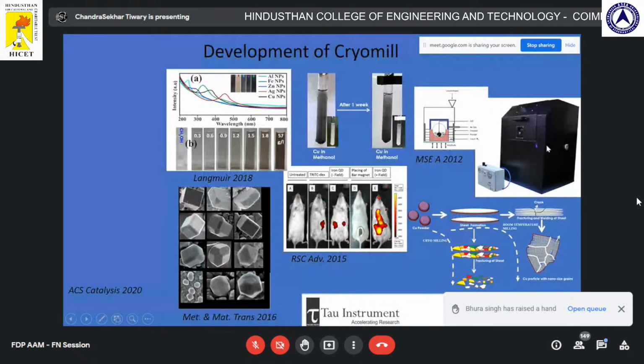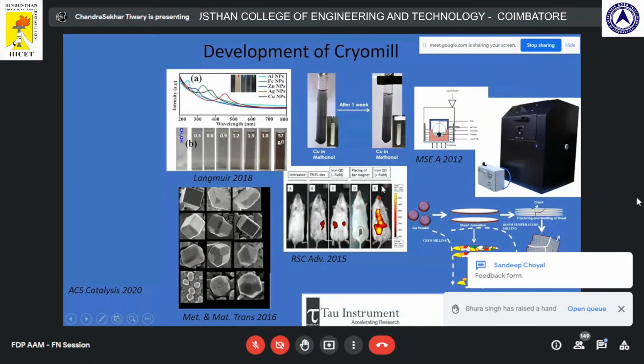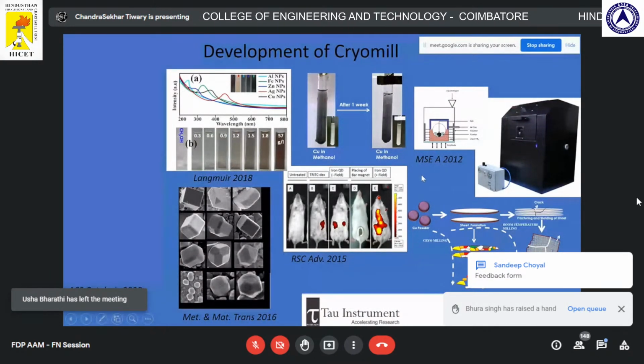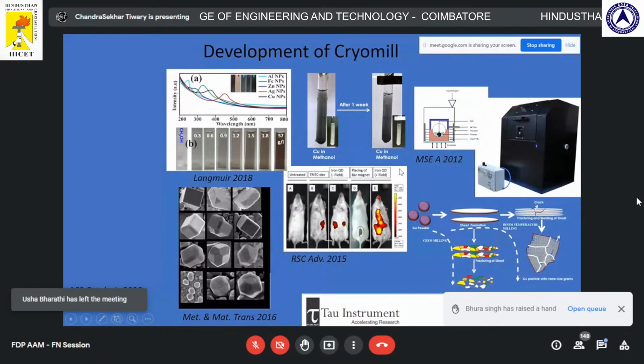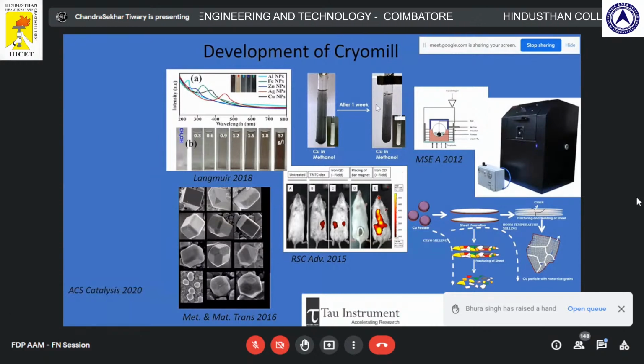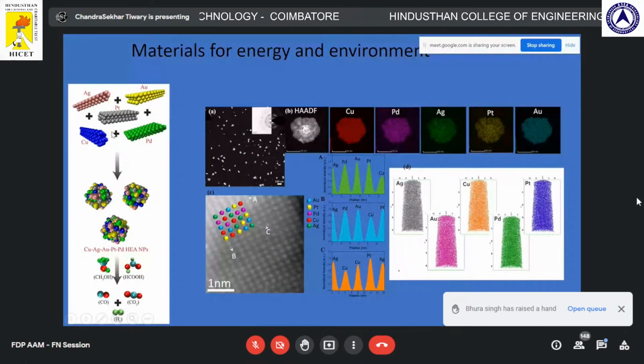This can be utilized in different applications. We have already built the mill, which is commercially available as well. The technology with us can be easily scaled up for different material synthesis or different processing conditions as well. We can make all sorts of metal nanoparticles, ceramic nanoparticles, and multi-component nanoparticles.